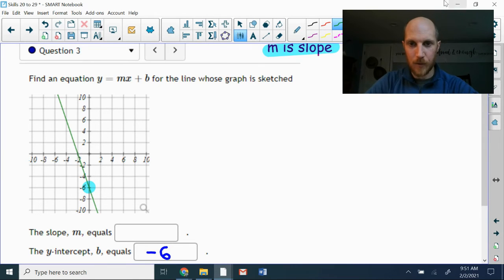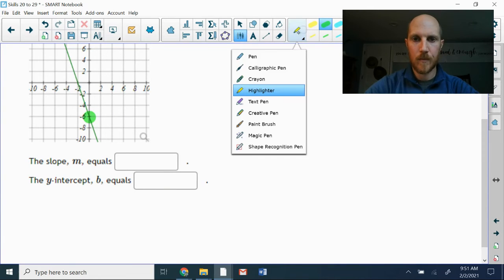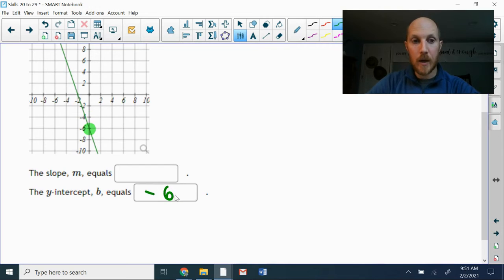Oops, I got my colors backwards. I highlighted the y-intercept in green. Why am I working in blue? Oh, no. Change this all to green. That's -6. Okay, and then I need to find the slope.